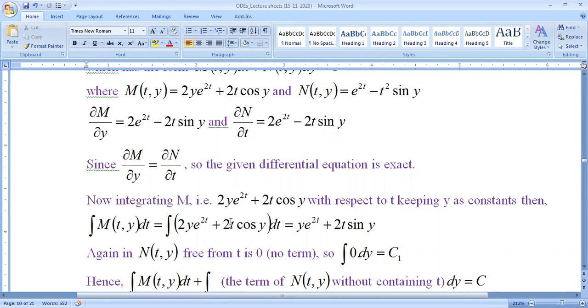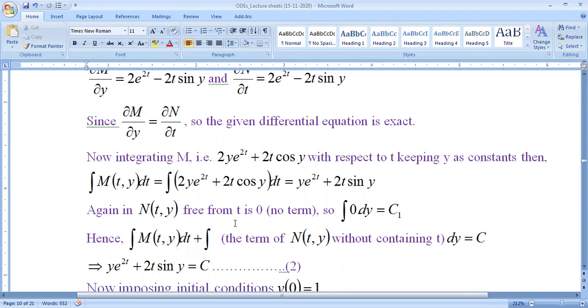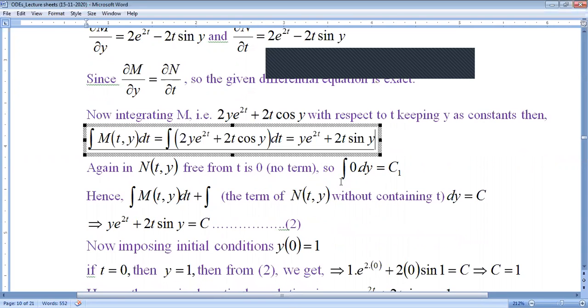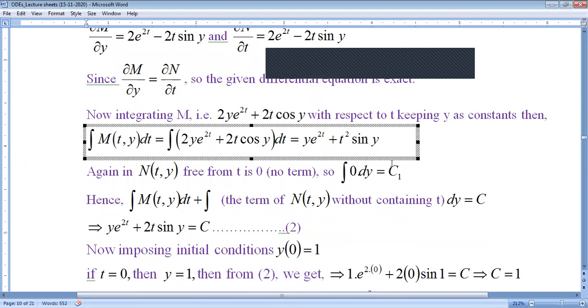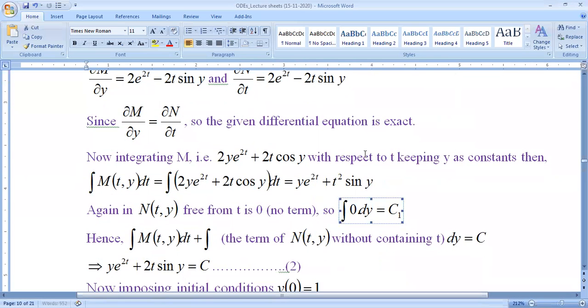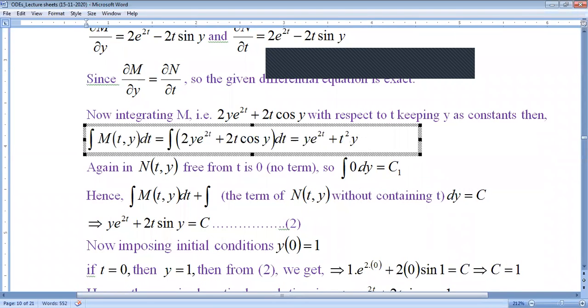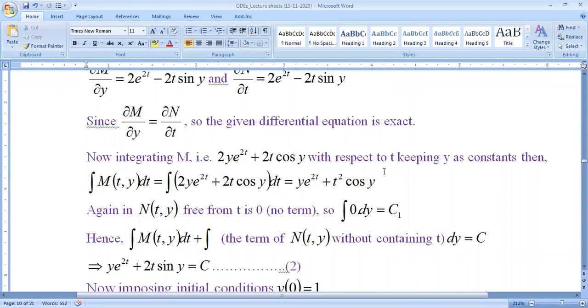Now here we have to integrate the other term with respect to t. The integral of 2t will be t squared by 2 times 2, so the 2 will cancel and this will be only t squared, and cos y stays, because we are keeping y as constant.